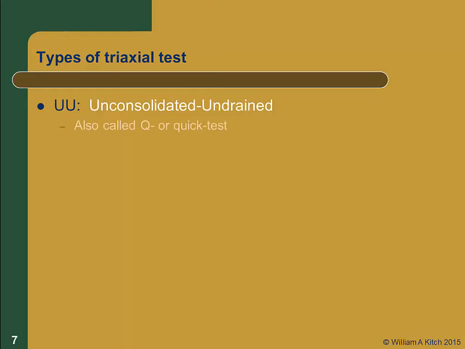It's also called a Q or quick test since we do not have to wait for consolidation, nor do we have to wait for drainage during the shear phase. The CD test is a consolidated drained test. In this test, the drainage valve is always open. This is an effective stress test since no excess pore pressures are allowed to accumulate.